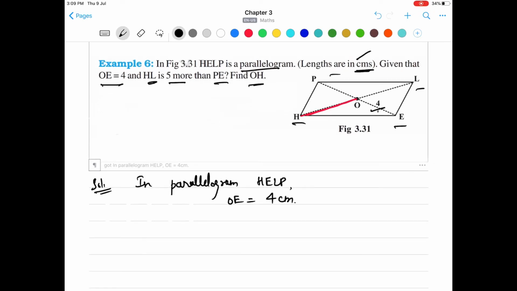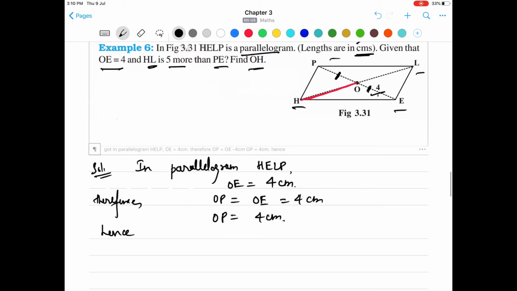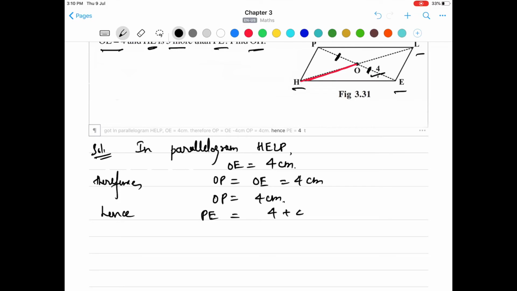So write, therefore, OP will be equal to OE, because these are the diagonals and they are bisecting each other. That means this part of the diagonal will be equal to this part. That means OP will be equal to OE, and OE is given, which is 4 centimeter. That means OP is equal to 4 centimeter. Hence the total length of the diagonal, which diagonal, PE, will be equal to 4 plus 4 equals 8 centimeter.